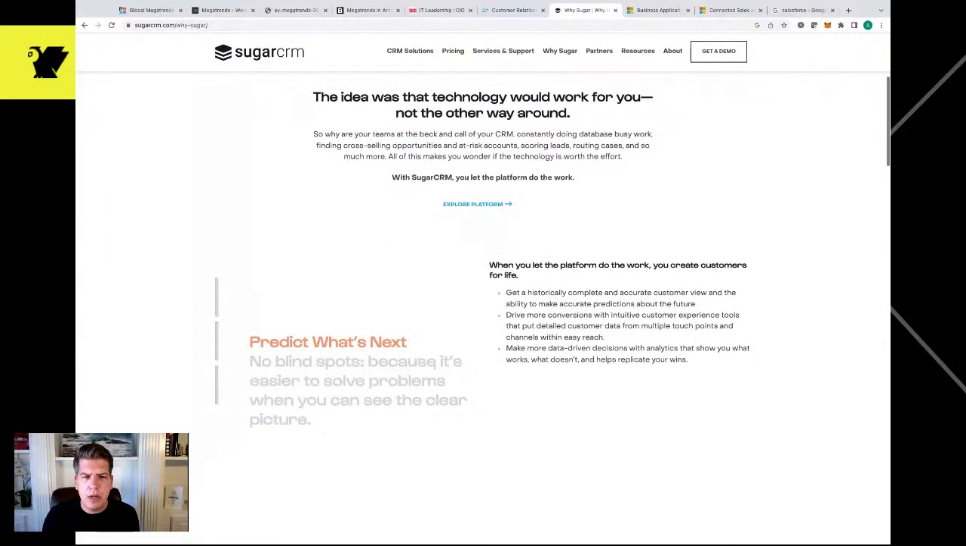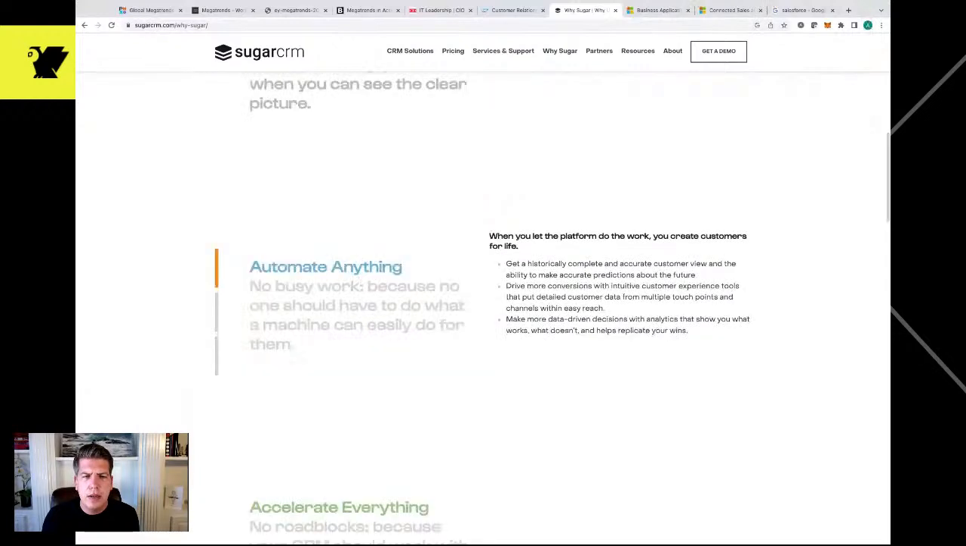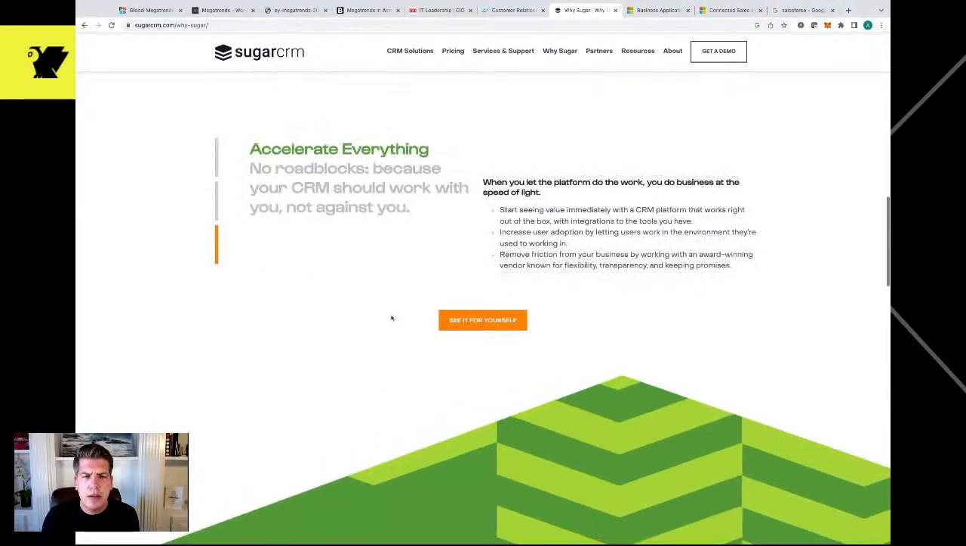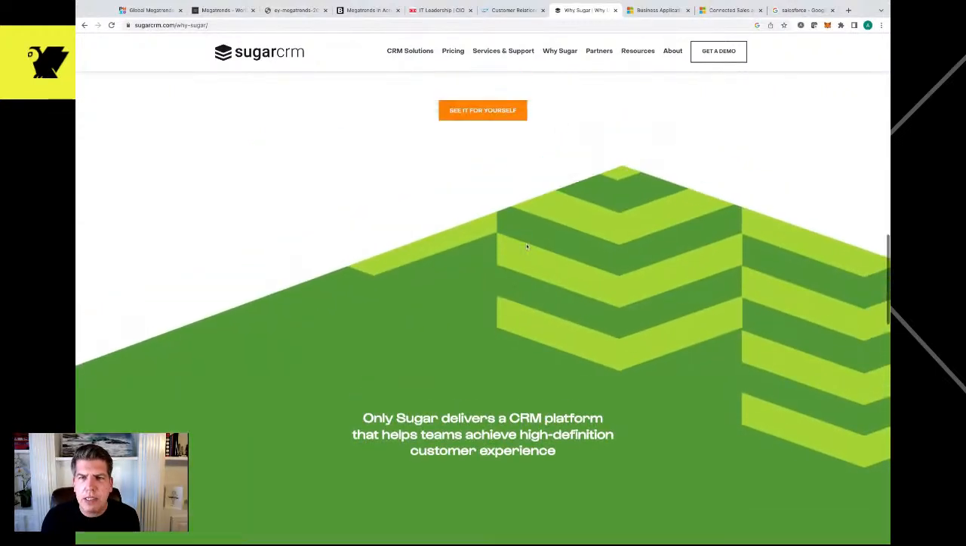And here we go. We talk about prediction, like pipeline forecasting, right? That's still a pain. Automation process, accelerate everything. No roadblocks because your CRM should work for you. Works right out of the box. Integrations, again, ease of integrations. Increase user adoption by letting users work in an environment they're used to working in. I mean, I think remove friction by working award-winning known flexibility. This is about mobility. You can see how they're kind of addressing the pains.